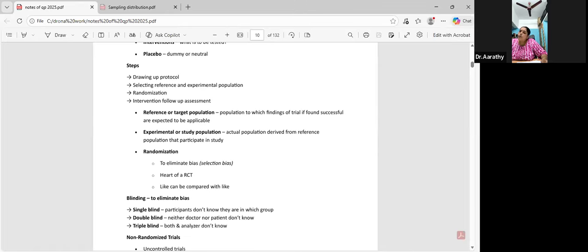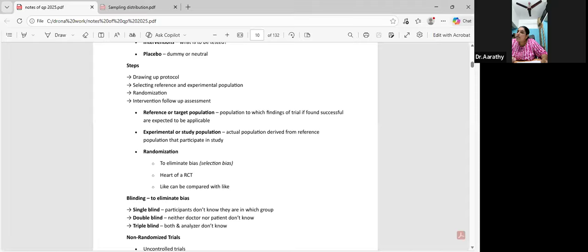So, a few more terms in research: reference or target population. What do you mean by reference or target population? I said I'm going to do a study in diabetes, right? Once my drug is proved effective in diabetes, who is going to benefit from it? The diabetic people in the general population, right? So as per my research, my reference or target population is all the diabetic people out there, because I have done my research in diabetes.